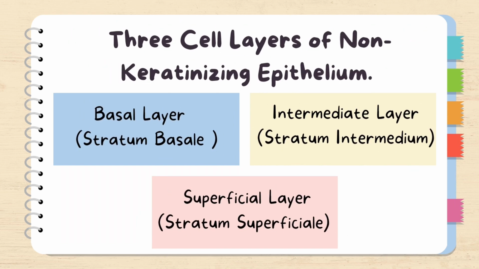The non-keratinized epithelium also has layers, and there are 3. Basal layer, also called stratum basale, is the same as in keratinized epithelium. Intermediate layer, or stratum intermedium, and superficial layer, or stratum superficiale, where nucleated cells exist. Now, I'll show you a picture and tell me what it is.